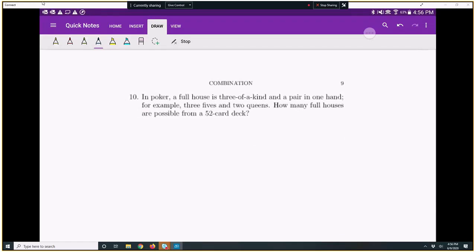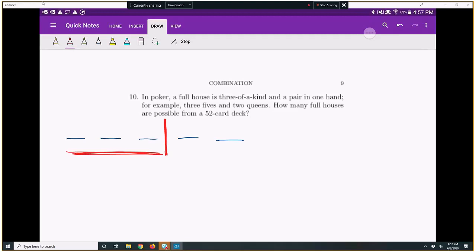In poker, a full house is 3 of a kind and a pair in one hand. For example, 3 fives and 2 queens. So how many full houses are possible from a 52 card deck? So our hand is going to be 5 cards. 1, 2, 3, 4, 5. And all we know is that 3 of them are going to be 1 card.